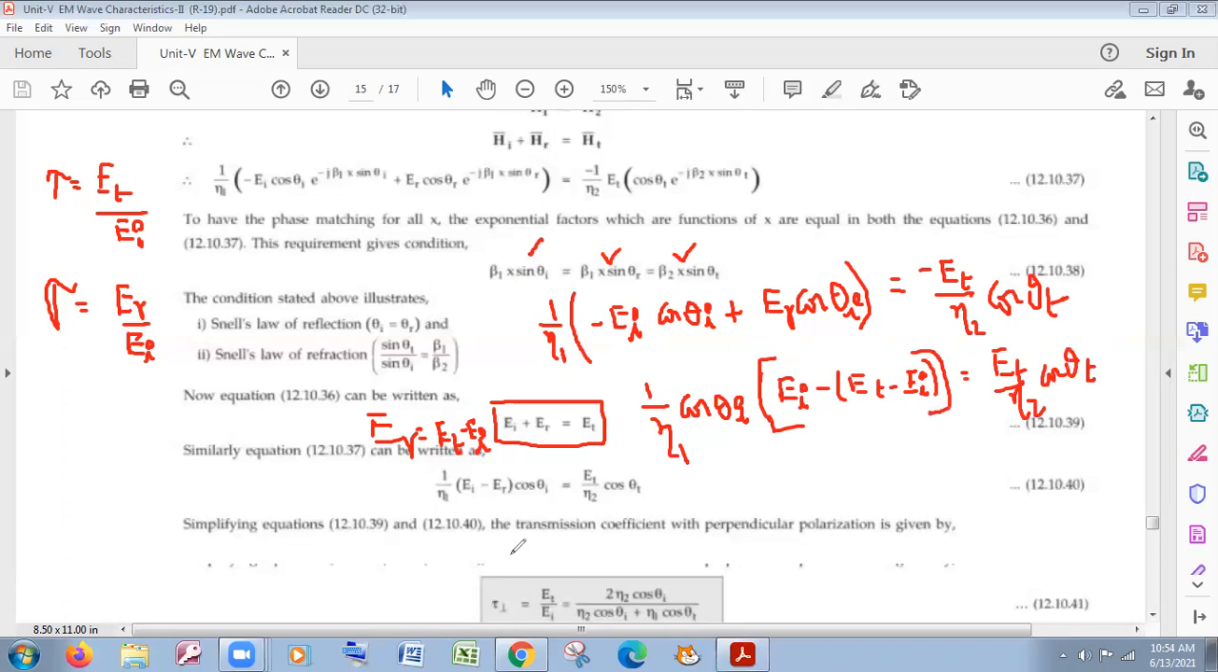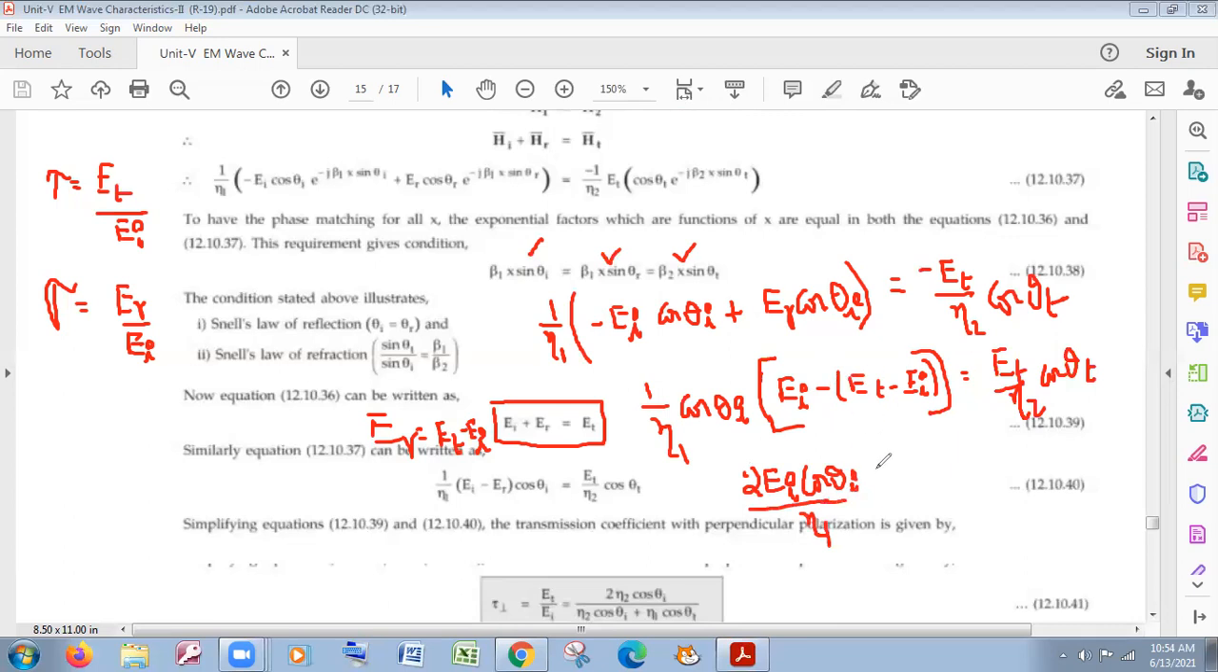Listen carefully, my dear students, it's very important to find the reflection coefficient and transmission coefficient in horizontal polarization at two dielectric boundaries. I'll simplify this equation. EI minus of minus EI is 2EI, and the cos theta I divided by eta 1.